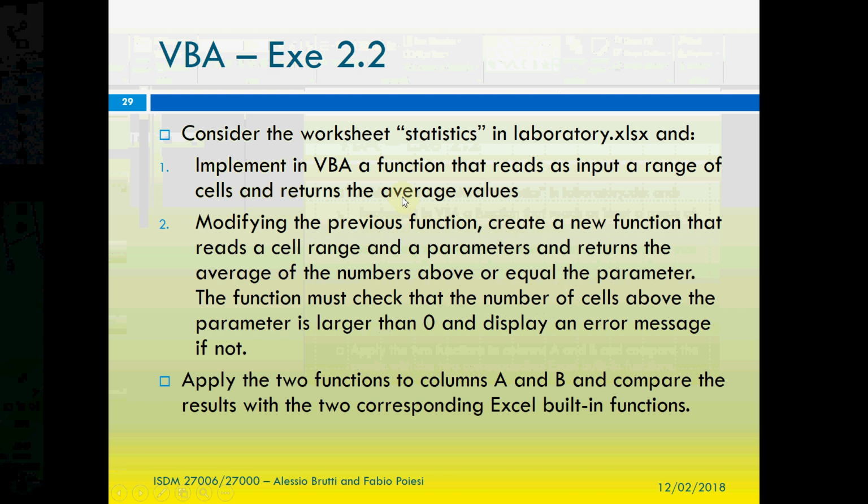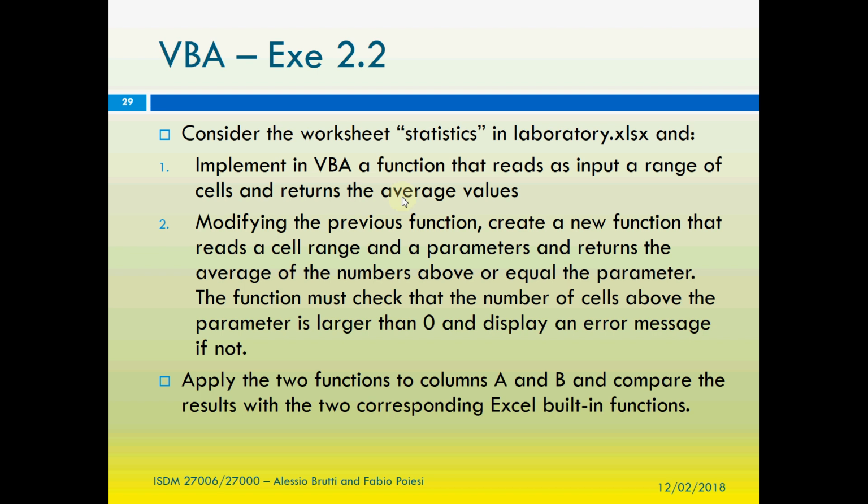Okay, now let's consider exercise 2.2. Again, in this case, we have to repeat the exercises we did with the embedded functions. In particular, we have to consider the worksheet statistics in library.xlsx. So we have to implement two functions. First of all, a function in VBA that reads as input a range of cells and returns the average value. This is, of course, the same as the average function.